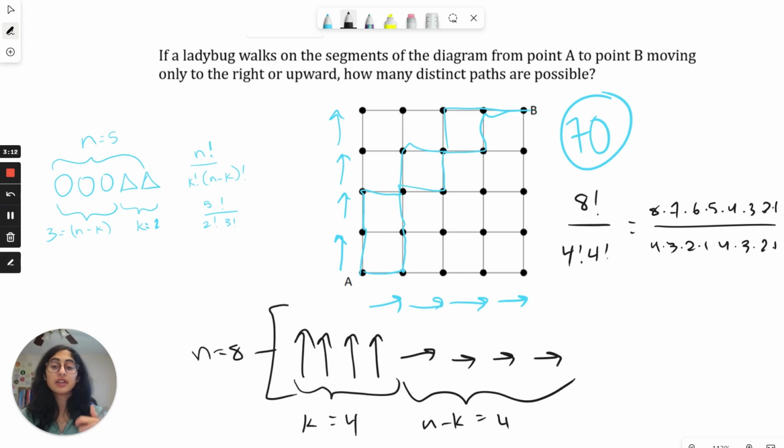And if you notice, the 4 factorials on the top and the bottom cancel out because we have 4, 3, 2, 1 here, 4, 3, 2, 1 on the bottom. And so we're left with 8 times 7 times 6 times 5 over 4 times 3 times 2 times 1. We still can cancel out some stuff. So 4 times 2 is equal to 8, and then 6 over 3 is equal to 2. And so this leaves us with a final answer of 7 times 2 times 5, which is equal to 70.